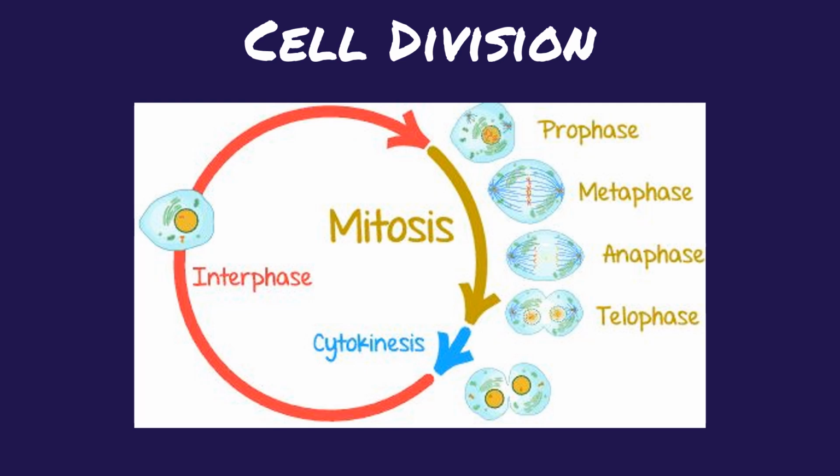Cell division has two parts to it. Mitosis is when the nucleus divides, and cytokinesis is when the rest of the cell divides. That means the organelles, cell membrane, and cytoplasm are divided into two new cells. Let's look at the phases of mitosis.